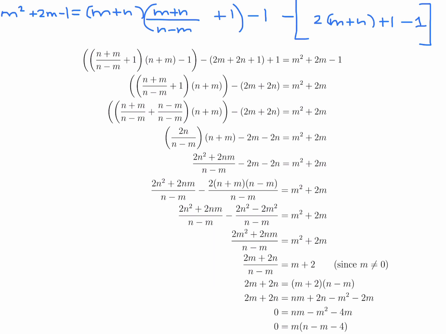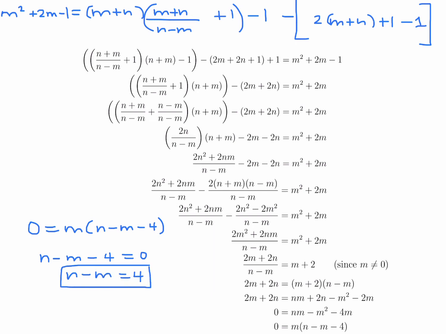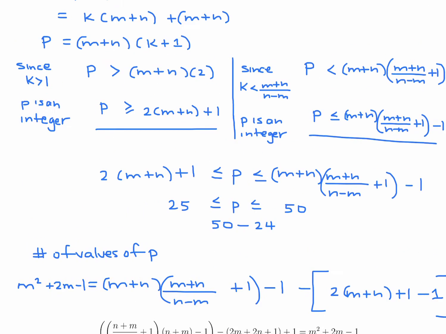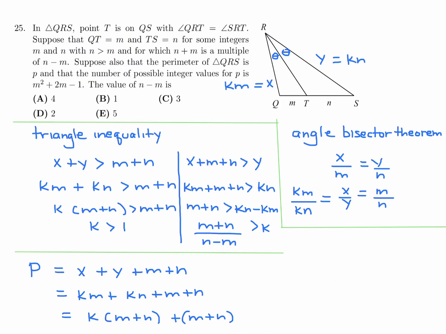I don't think you want to hear me go through all of this. That would be very painful. I encourage you to do this on your own, and when you do, you get to this very nice result at the very end. That 0 is equal to m times n minus m minus 4. Well, m and n represent distances, so m obviously cannot be 0. So that means that n minus m minus 4 must be equal to 0. That means n minus m is equal to 4. And that is what they wanted you to figure out, the value of n minus m. It's 4, and therefore the answer to this challenging question is A.